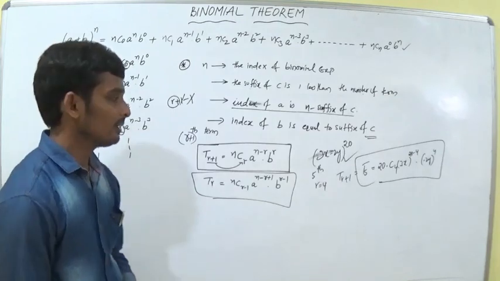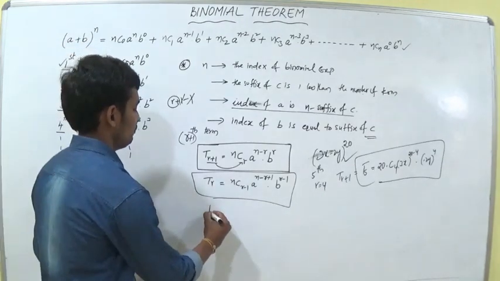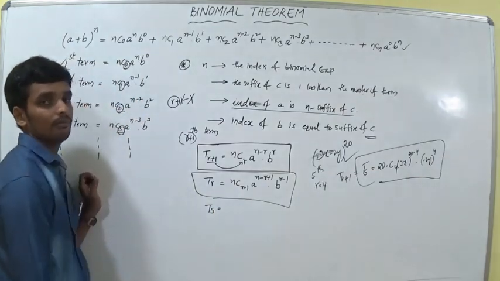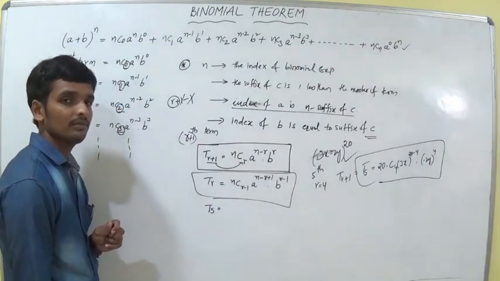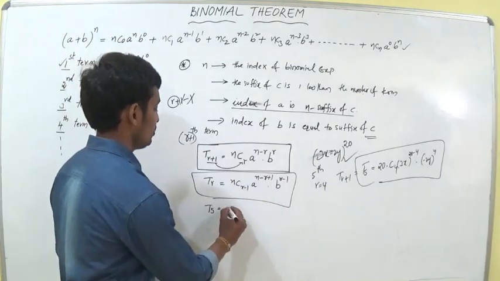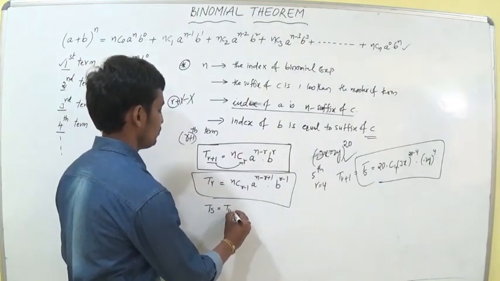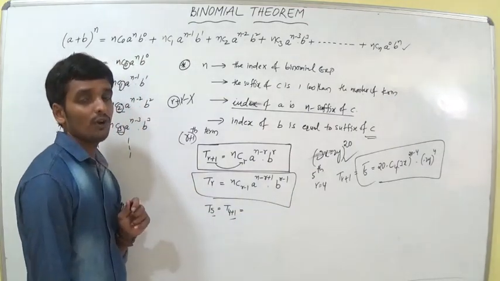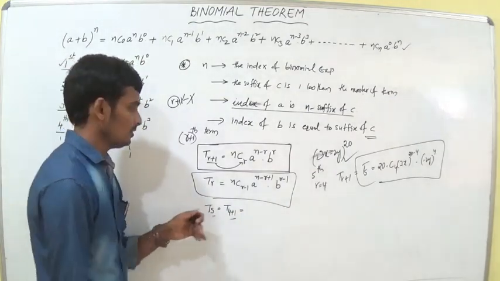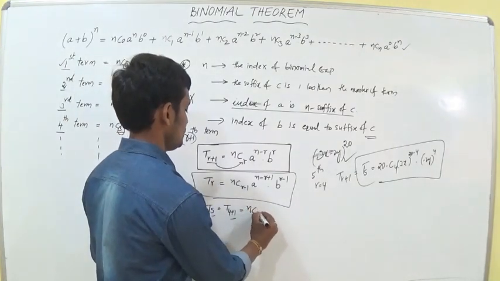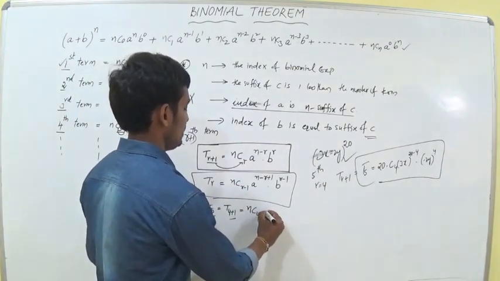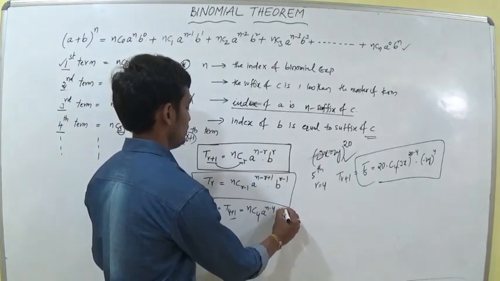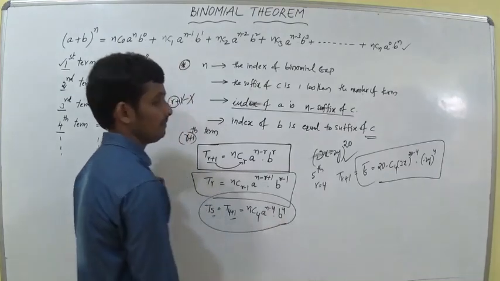So can you tell me, can you write the fifth term? We want the fifth term. How can we write? Now we are writing T(4+1). We are writing 4 in the form of 4 plus 1. 4 plus 1 is 5. So now we are writing nC4, a to the power of n minus 4 into b power 4. This is the fifth term.